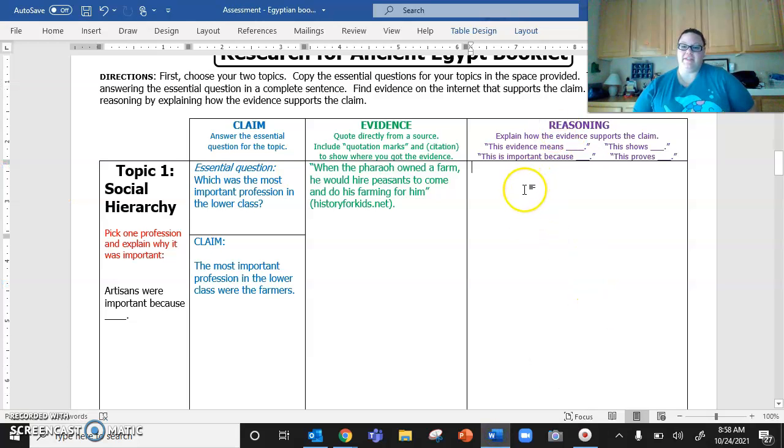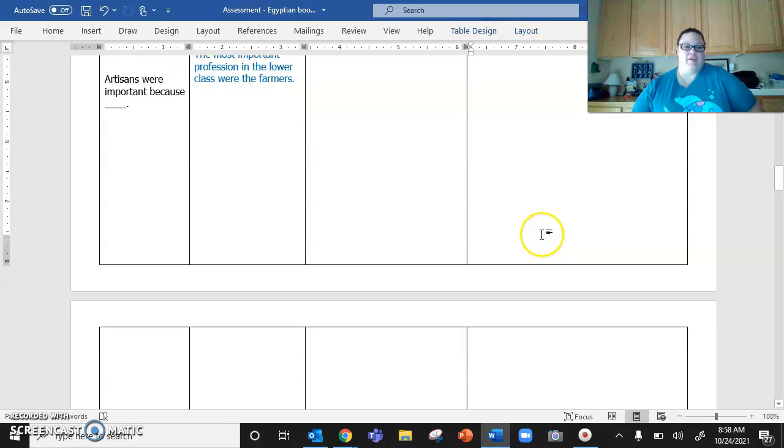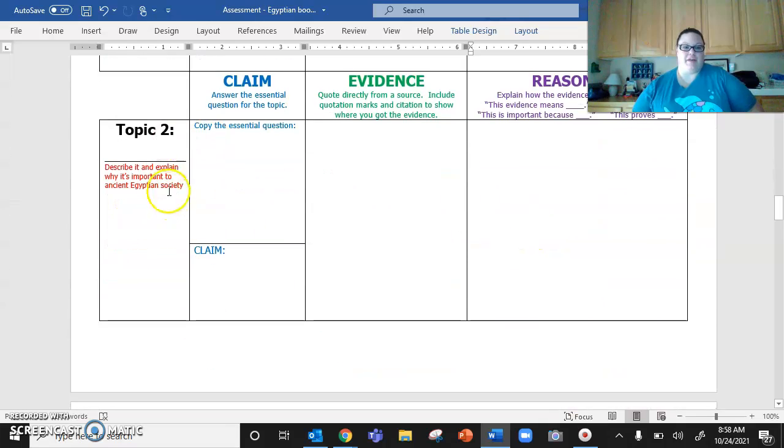So now I have to do my reasoning. Explain how the evidence supports the claim. Here are some sentences that I can use. So I could even say this evidence supports the claim because it shows that the pharaoh trusted the farmers to feed him and his family. And this is important because farmers grow the food for the entire empire. Okay, the reasoning is your explanation of how the evidence supports the claim. And then we go down to our next topic.